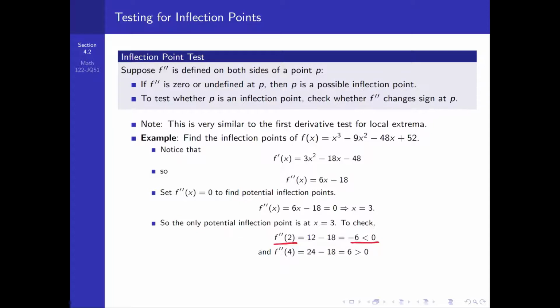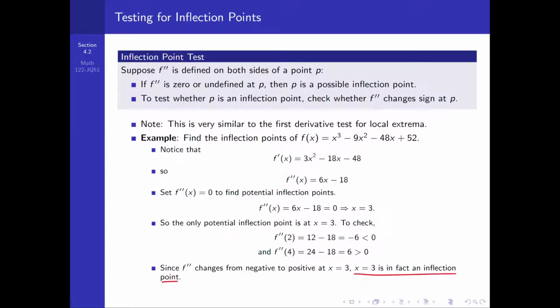And then we can pick a test point to the right of x equals 3. So I chose x equals 4. And in this case, the second derivative ended up being positive. So we can conclude that the second derivative does in fact change sign from negative to positive at x equals 3, and since the second derivative changes sign, we get to conclude that x equals 3 is in fact an inflection point.